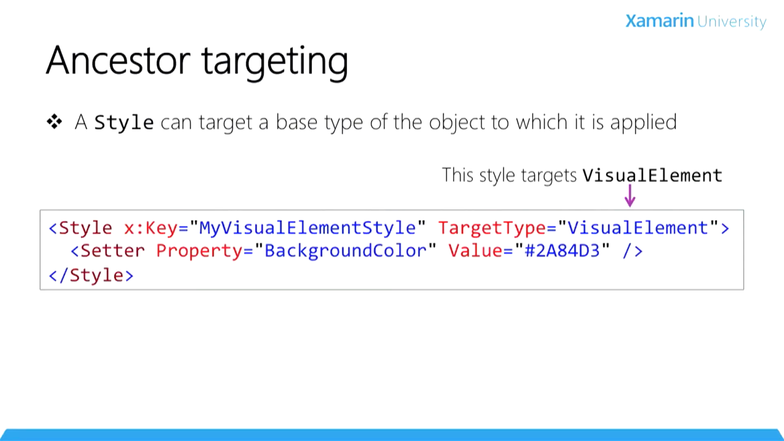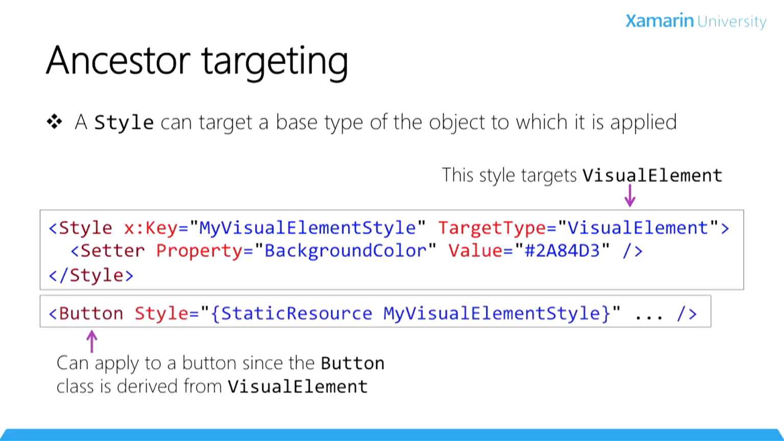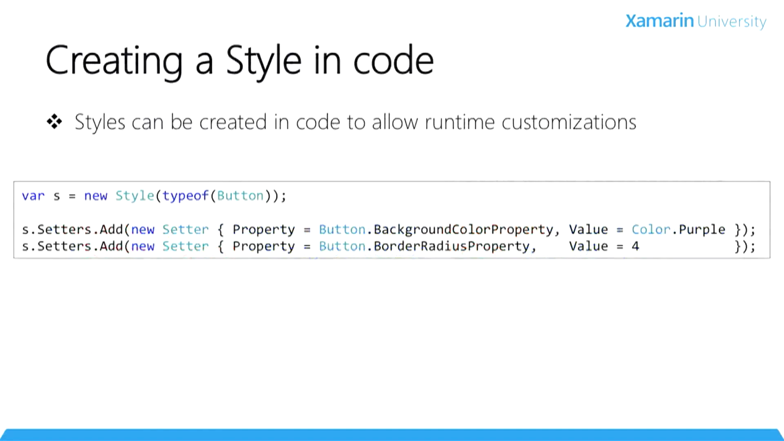You can write a style that targets a base class. The style can be applied to any of the derived types. Note that this is a different rule than implicit styles. With implicit styles, the types must match exactly. And that's not true here since we're using an explicit application of the style. It's also possible to create a style in code. This is fairly rare, but it can be useful for code-generated UI or when you need the full power of code behind to create, modify, or update a style at runtime.